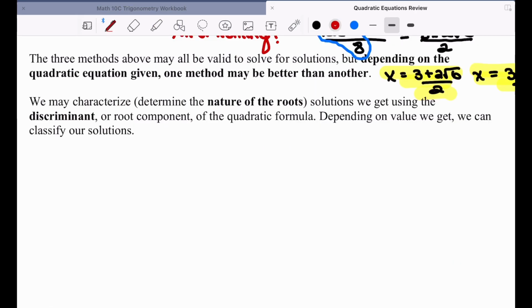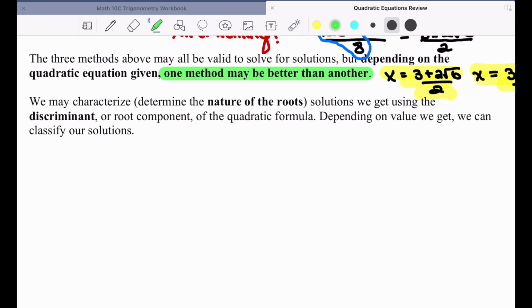Okay, and then it should be noted that we've discussed three methods now. We have factoring, we have completing the square and using the square root principle, and then we have the quadratic formula. These three methods can all be used to solve quadratic equations, but depending on the problem, one method may be better than another.